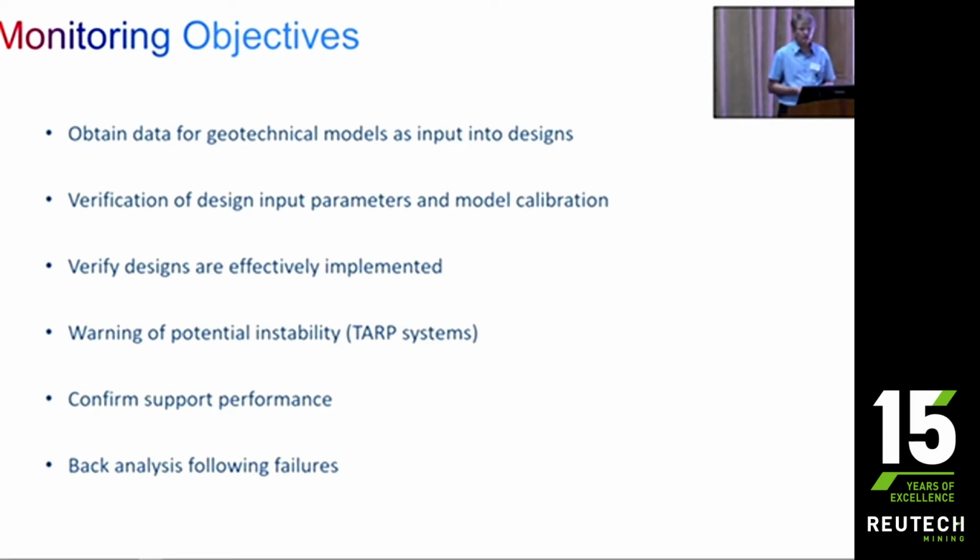Then in an underground context, it's to confirm support performance. The suppliers will tell you a support unit will do X. We need to monitor to confirm that it's actually doing that underground, in terms of quality assurance. And then finally, if something goes wrong, we use that monitoring data to do a back analysis to understand what went wrong. And I suppose it links up to the second bullet point, the verification of your input parameters.